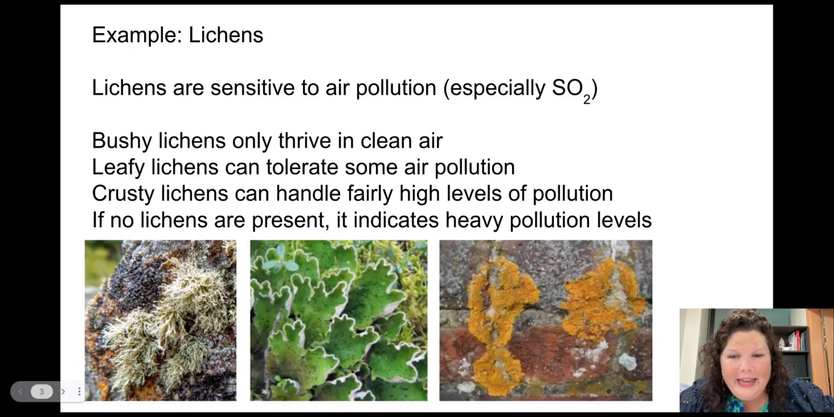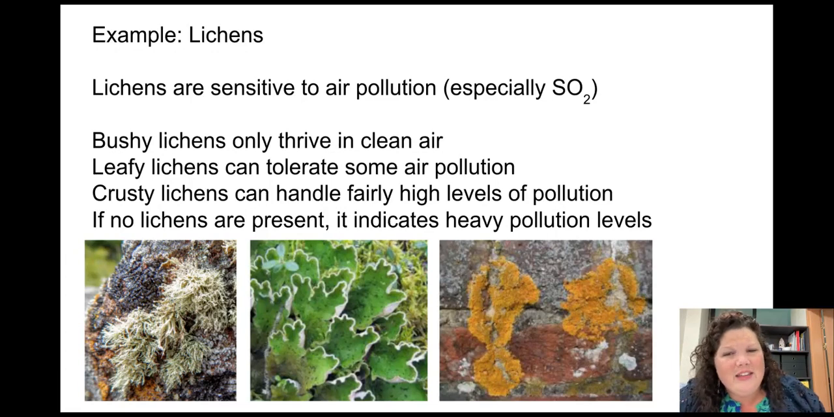So let's start with our bushy lichens. These are extremely sensitive. They only have a very, very narrow range that they can actually tolerate. They only thrive in clean air, so, like I said, a very small range. So when we don't see them, we know, okay, our air is not clean.